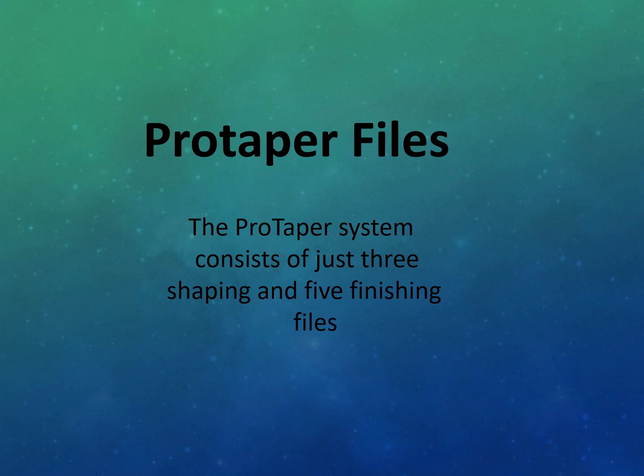Okay, next, coming to the clinical side, I'll be explaining the clinical technique of how to use the ProTaper file. So the ProTaper system consists of 3 shaping and 5 finishing files. The shaping files start with the letter S, and the finishing files with F. So we have SX, S1, S2. These 3 are shaping files, and F1, F2, F3, F4, F5 are the finishing files.